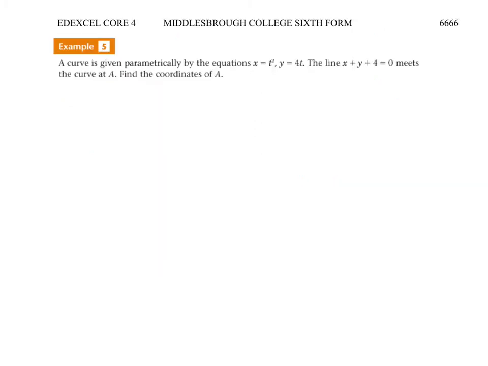This is example 5, which is on page 6 of your booklet. We've got a curve is given parametrically by the equations x equals t squared and y equals 4t. The line x plus y plus 4 equals 0 meets the curve at A. Find the coordinates of A. So we have the equations x equals t squared, we'll call that equation 1. We've got y equals 4t, we'll call that equation 2. And then we've got our third equation, x plus y plus 4 equals 0. We'll call that equation 3.